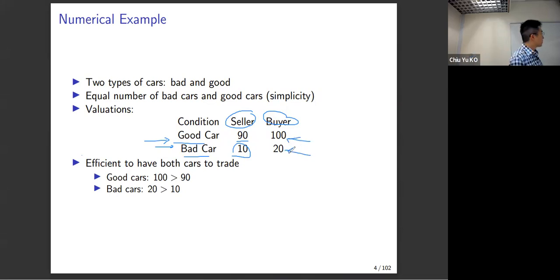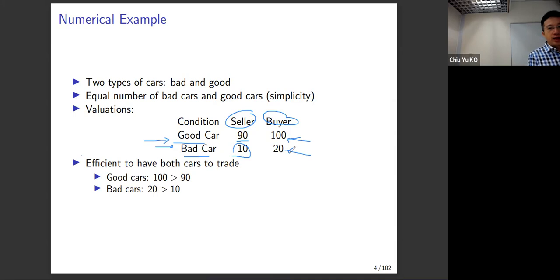The only important thing for this model is that the buyer values the car more than the seller. Then trade is feasible and profitable under complete information, and a good car is worth more than a bad car for both buyer and seller. If you want, you can make it more general with any numbers; there's no problem.